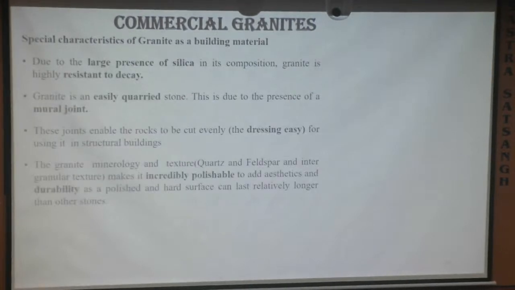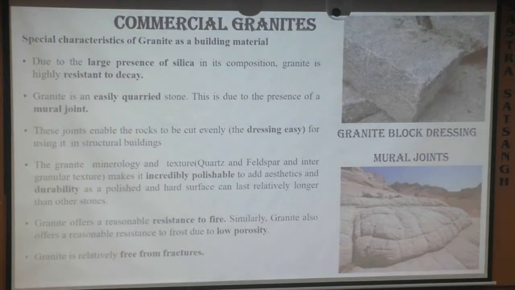So again, about commercial granite, there are many things. Some of the characteristic features are that it has a large presence of silica, which is resistant, and maybe the weathering will be minimum. We will see a few slides at a later stage. And it can be easily quarried. You can see on this side what they call mural joints. It is easy for the quarrymen to remove this material. It is something like taking out the cake because of the joints that you find there.